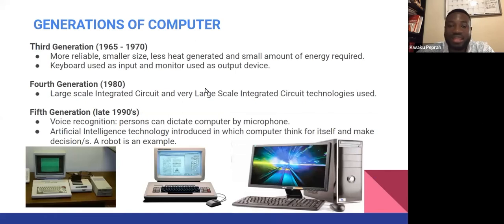And now we had the third generation of computers, which was built between 1965 and 1970. It was more reliable, it was small, it had less heat generated, small energy required, and the keyboard was used as input and the monitor was used as an output device. So as you can see here, we have the third generation of computer.